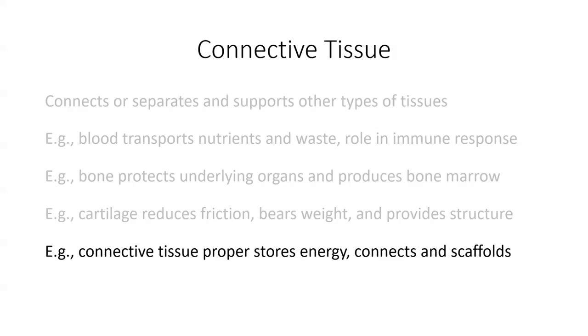tissues like lymph nodes. So you can see that connective tissue comes in many forms and it's found in many places, giving it many different functions. However, in general, the role of connective tissue is to connect, separate, and support the other tissues of the body.